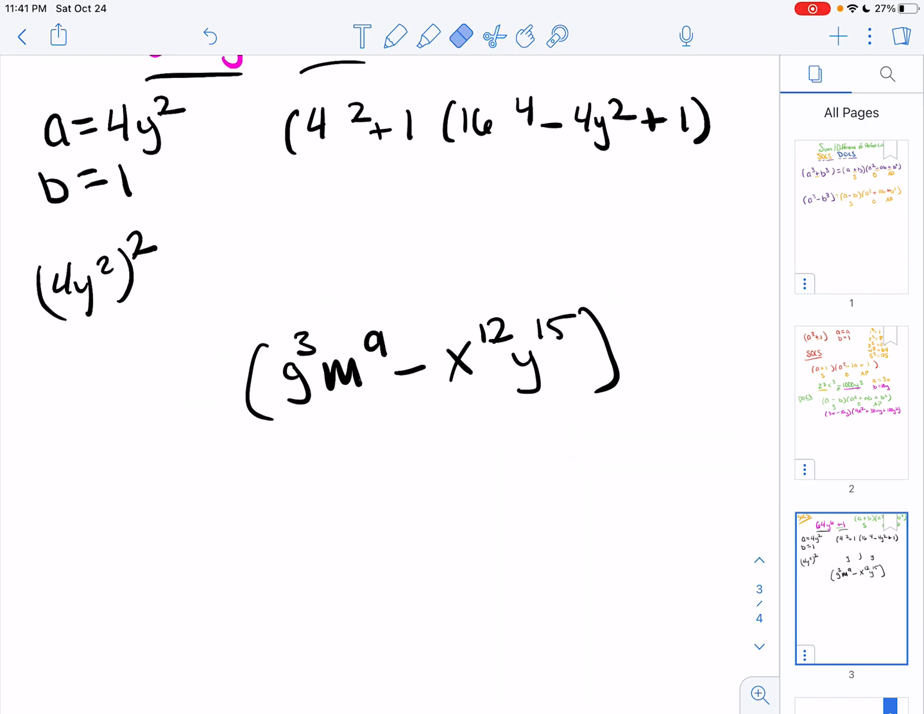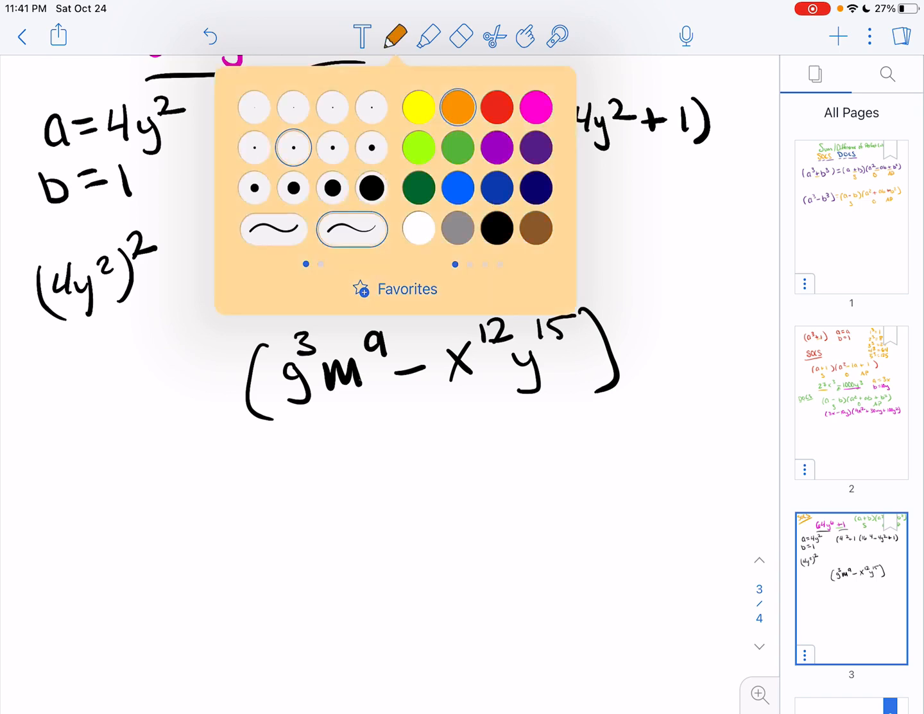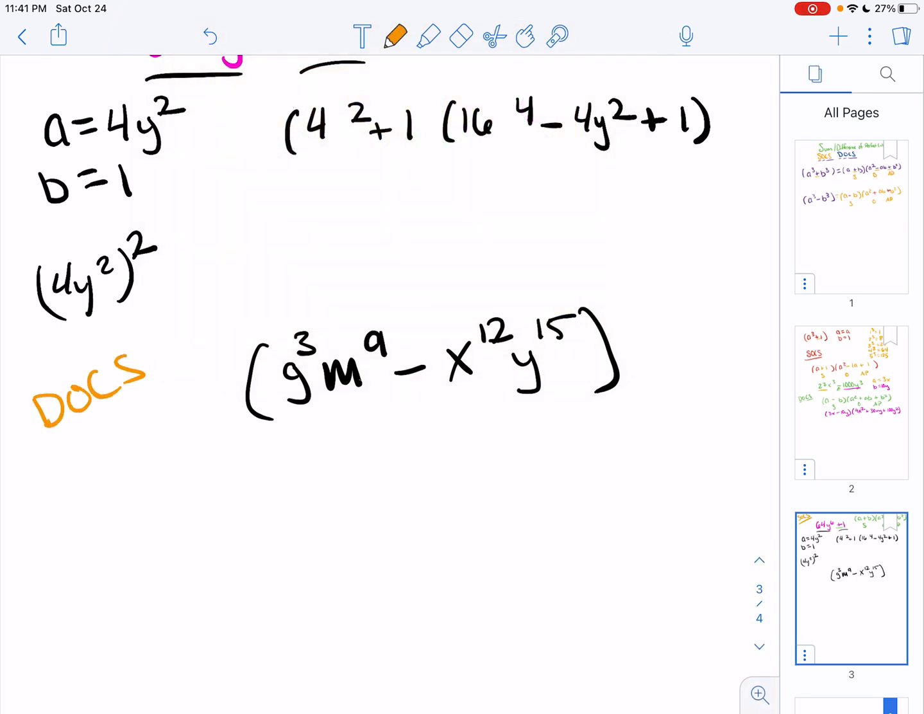So we have a difference. So we have a difference of cubes. Let's find our A and our B. A is the cubed root of the first one. So the cubed root of g cubed is g. The cubed root of m to the 9th: 9 divided by 3 is 3. So that is A. For B, we have 12 divided by 3 is 4, so x to the 4th. And 15 divided by 3 is 5, so y to the 5th. So now I have my A and B.